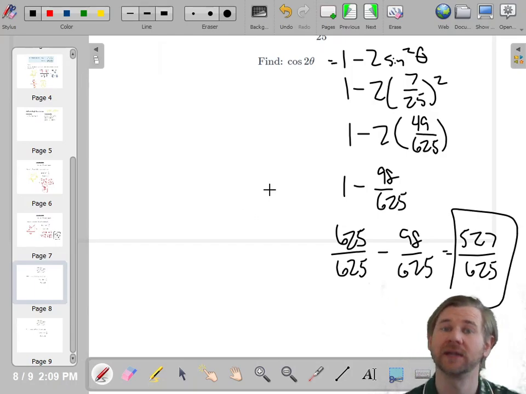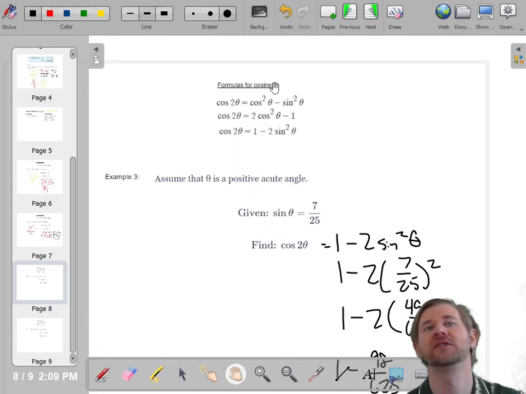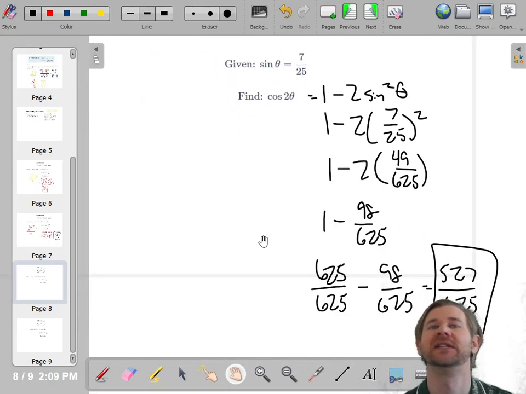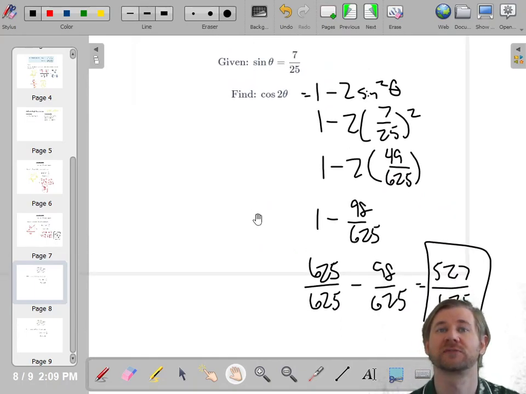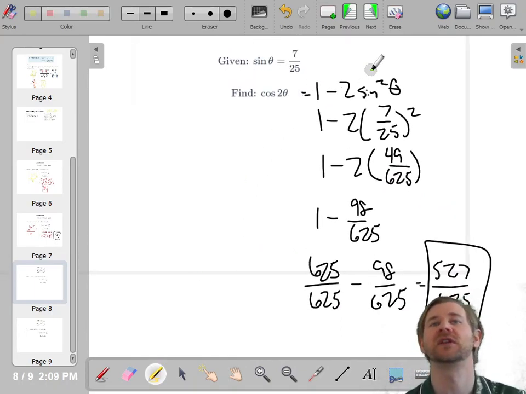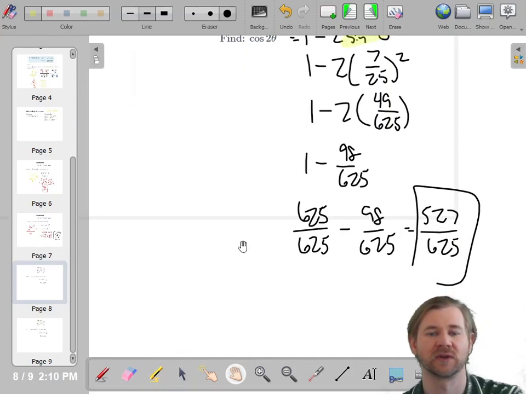Now, if you want, you can work that same problem out using the other formulas, but those both have cosine in them. So you would need to find the missing side and then work the problem out. But if I work smarter, not harder here, I only used an equation that had sine in it because I was given sine. I was able to do it without having to draw a helper triangle. Okay, so I ended up with 527 over 625.